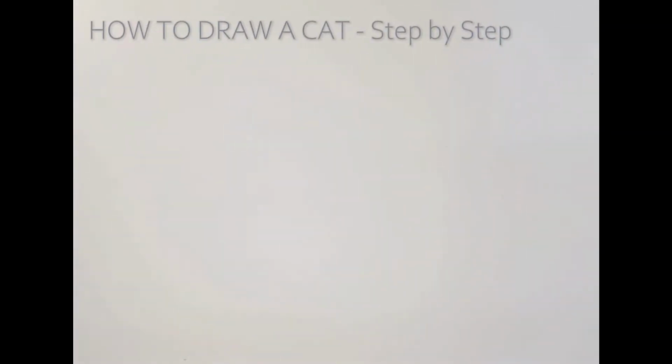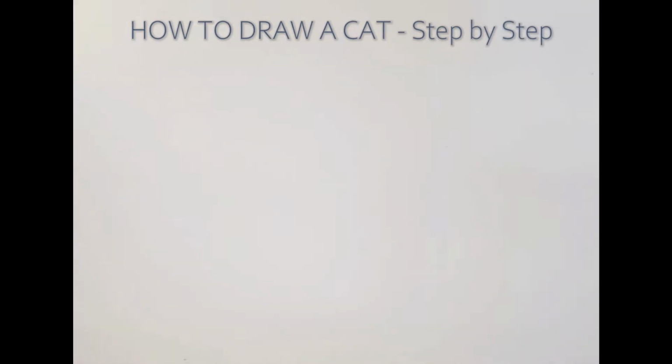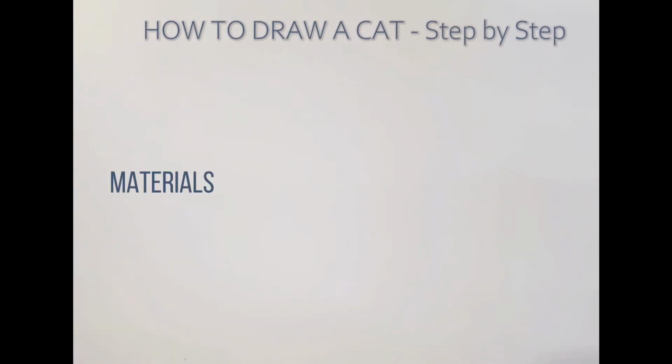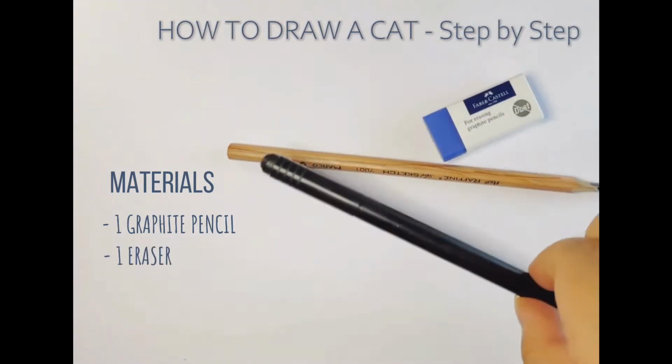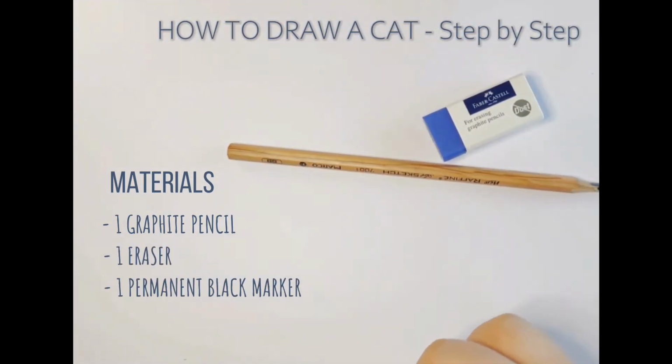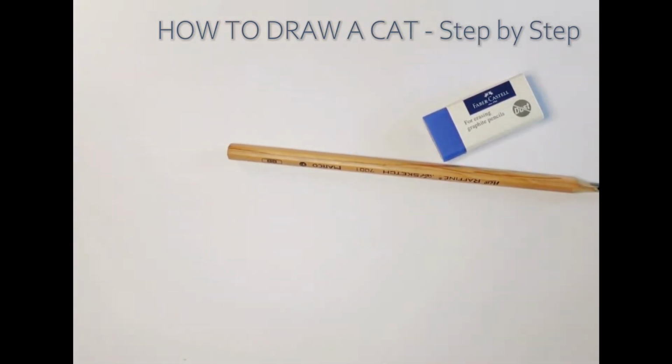Hello and welcome. In today's tutorial, we're going to learn how to draw a cat, step by step. For this drawing, we will use a graphite pencil, an eraser, and a permanent black marker with a fine tip. Alright, let's draw a cat.